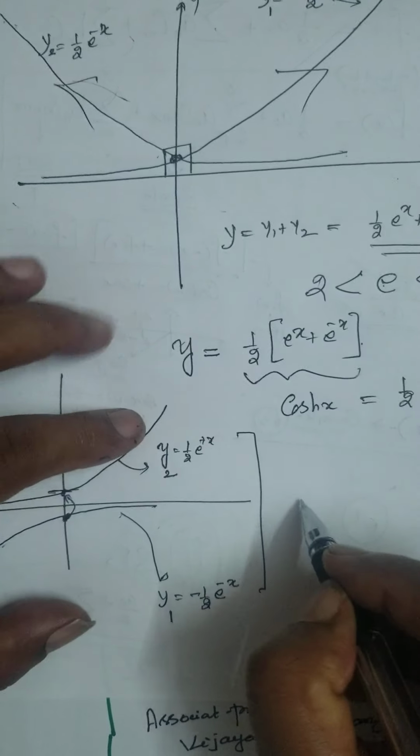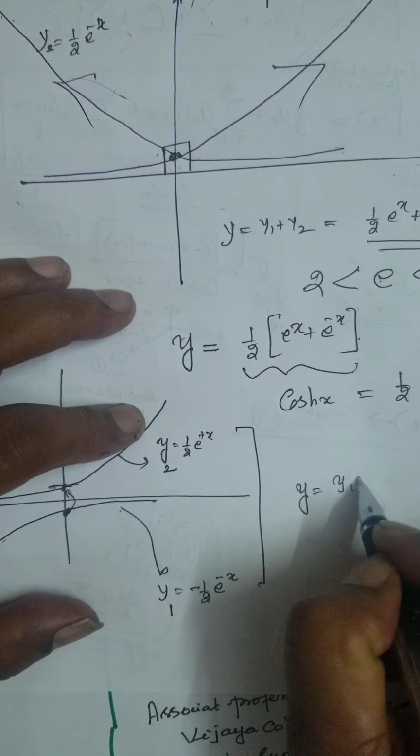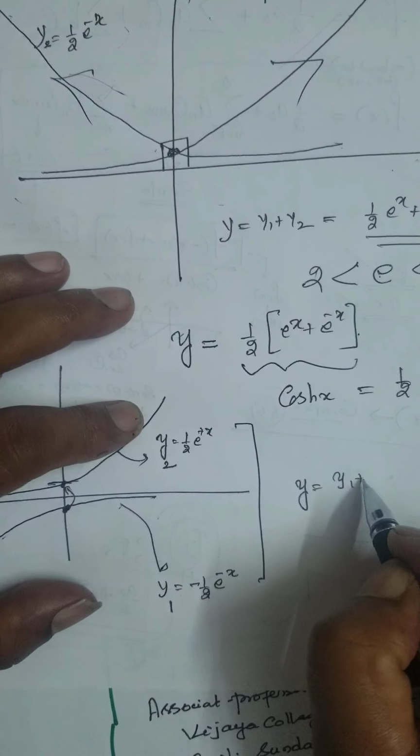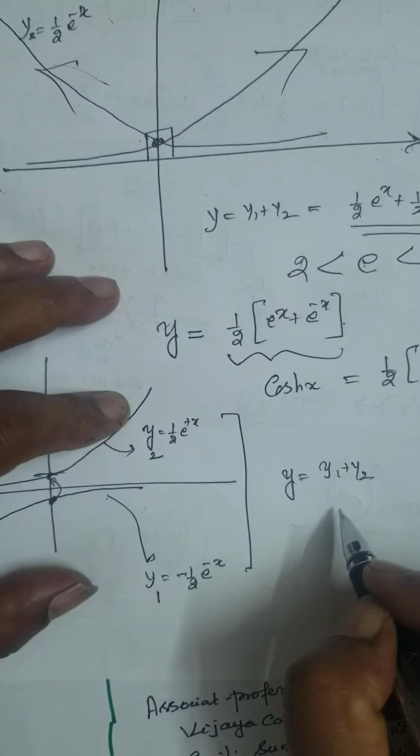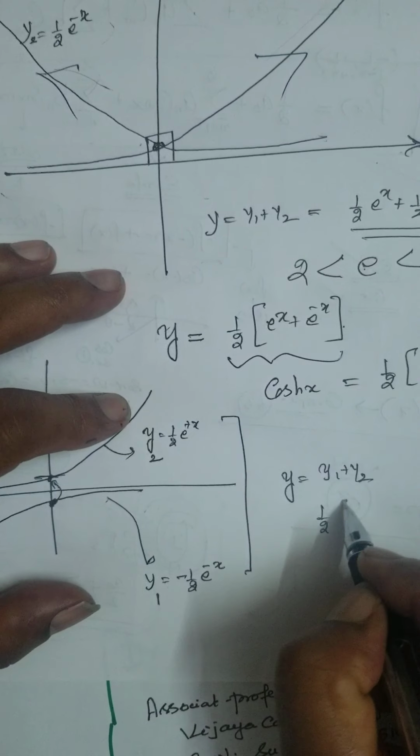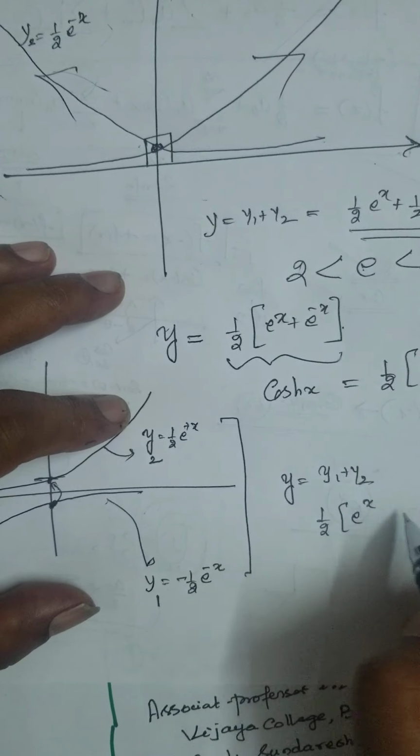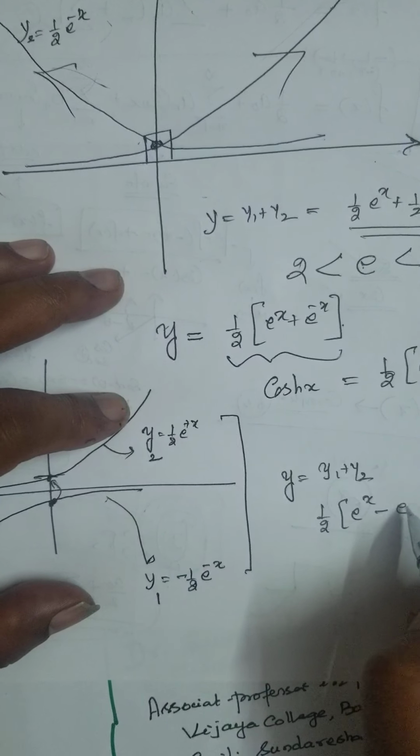Okay. Here what do I write? I write y is equal to what? y1 plus y2. Then what I'll write? Half e to the power of x minus e to the power of minus x.